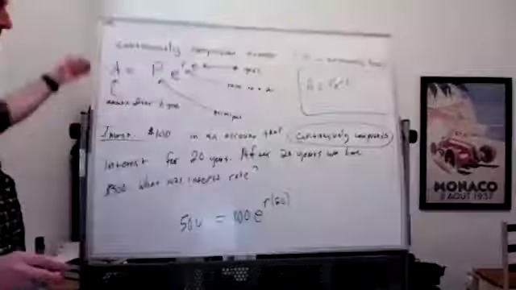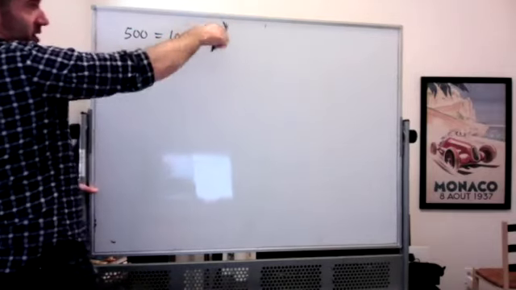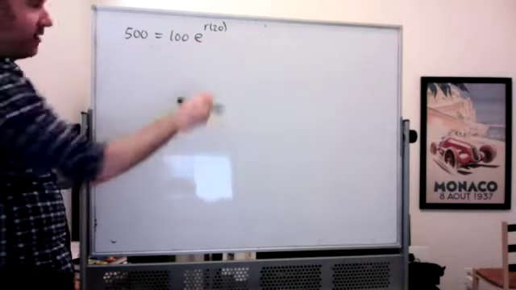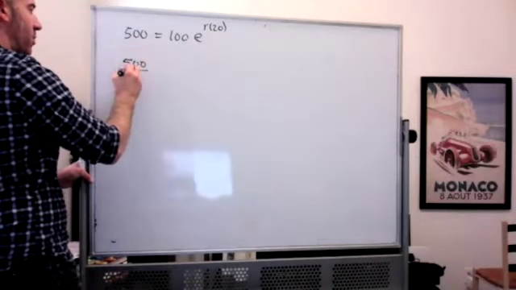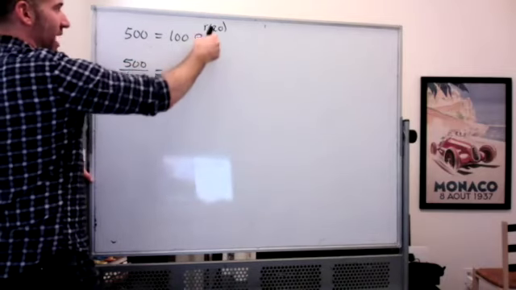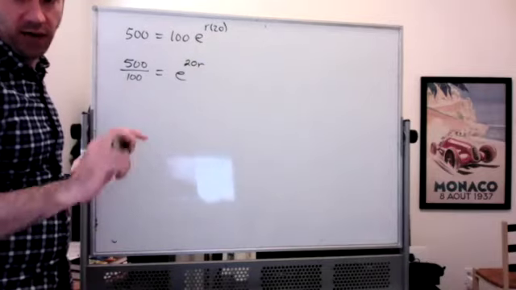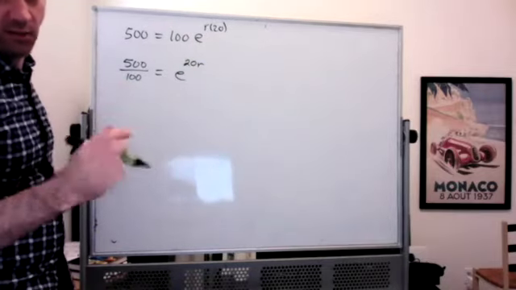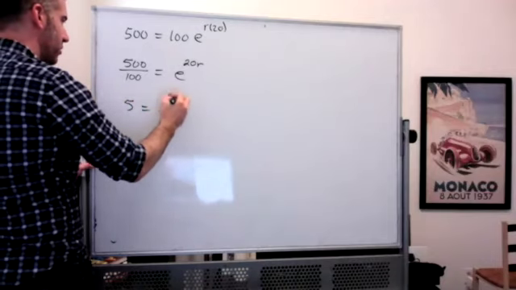So our formula was, I forgot already, 500 equals 100 e to the r times 20. And just like in that other problem where we were trying to solve for something in the exponent, before we can do that, we have to get rid of this coefficient here. So I'm going to say 500 divided by 100 equals e to the, I'm going to rewrite this as 20r. It's fairly common that when you have a variable times a number, you write the number first. So then this is 5 equals e to the 20r.